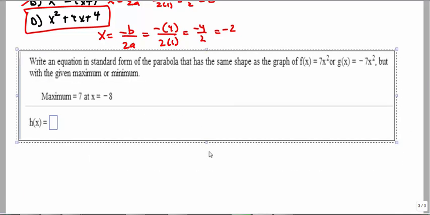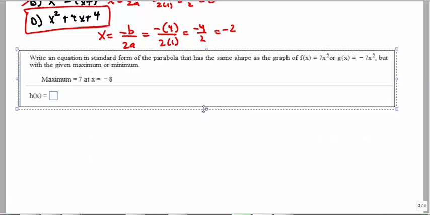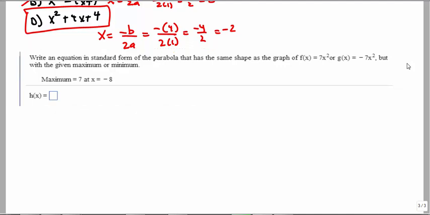Okay, so it says write an equation in standard form of the parabola that has the same shape as the graph of 7x squared or negative 7x squared, but with the given maximum or minimum. Okay, so we're looking at standard form here. We have a couple things to look at. Standard form. So that would be a times x minus h quantity squared plus k. So I need to know a vertex here.